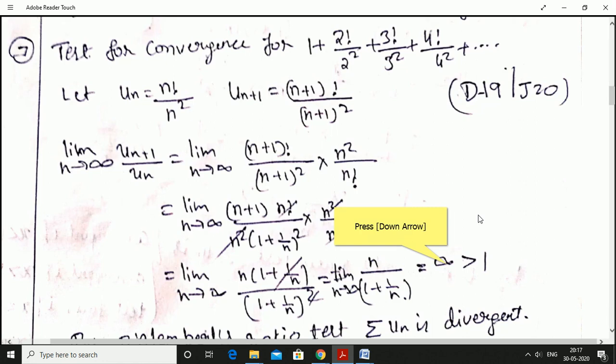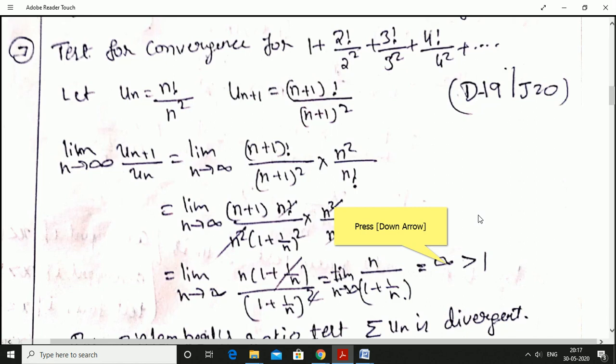Next problem, test for convergence of the series 1 plus 2 factorial divided by 2 square plus 3 factorial divided by 3 square plus 4 factorial divided by 4 square plus dot dot. Okay, this is the December 2019, January 2020 question paper problem.